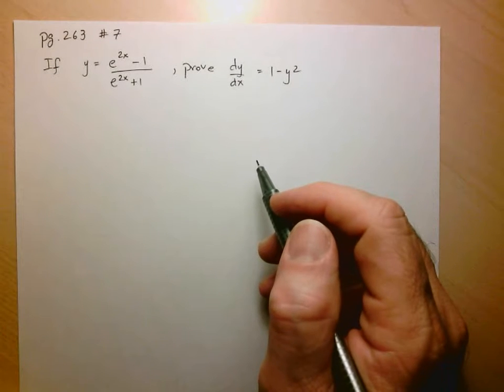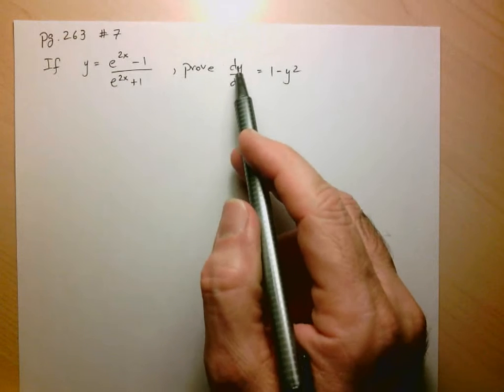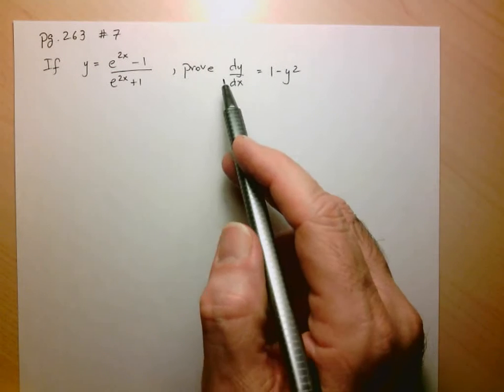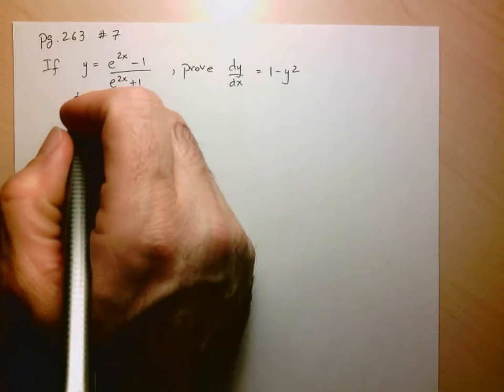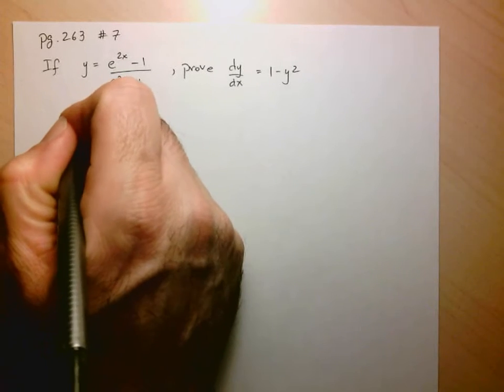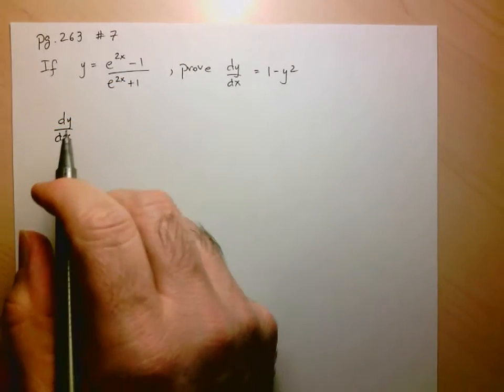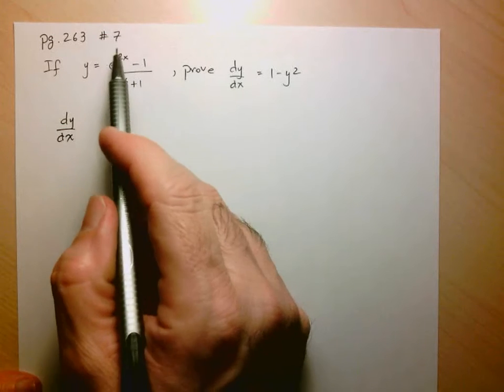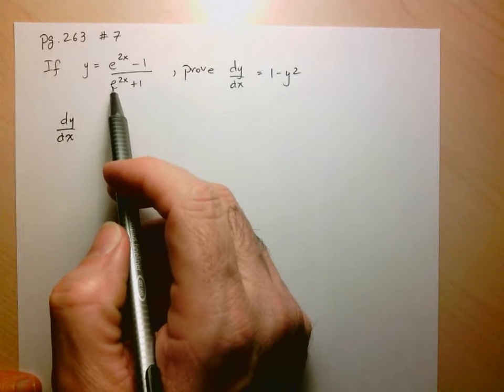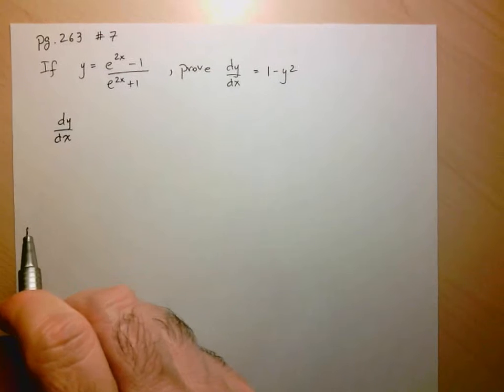Okay, so I'd say the first place to start is let's find the derivative of that function, in other words, the left-hand side of this equality that we're trying to prove. So here let's find dy/dx. Here we're definitely going to be using the quotient rule, and in finding the individual derivatives, because I have e to the 2x, we'll be using the chain rule.